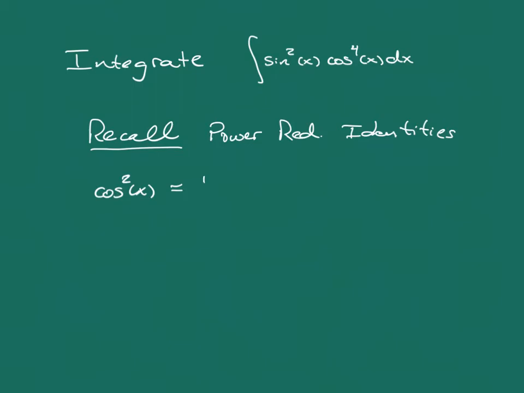Those power reduction identities, if we had something like cosine squared, the power reduction identity that went with that was 1/2 plus 1/2 cosine of 2x. Now, where did that really come from? This really came from our double angle formula. To refresh your memories a little bit, we had the cosine of 2x just being our cosine squared minus our sine squared.